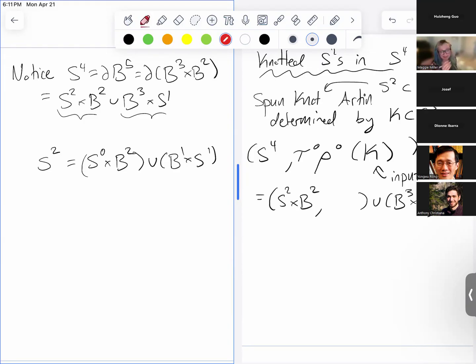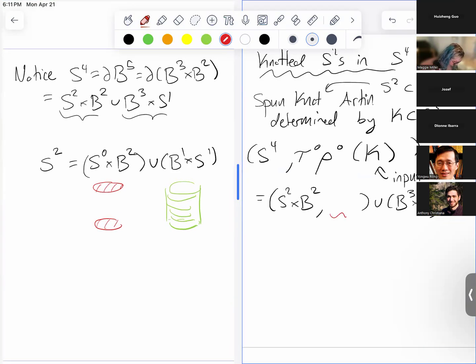So this is kind of obvious because we can just see the two-sphere, right? S2, I can write it as a union of two disks plus an annulus. Okay, so I'm going to use exactly that decomposition here to construct my spun knot. In this piece, I'm going to describe two particular disks in S0 cross B2. And in the B3 cross S1, I'm going to construct an interesting annulus.